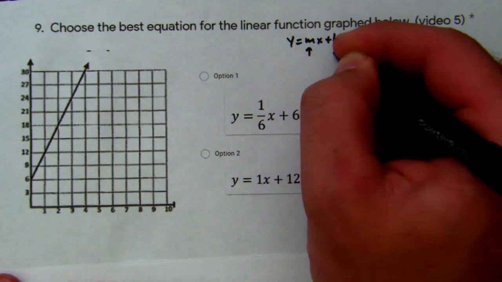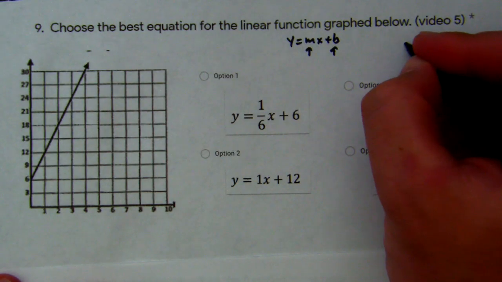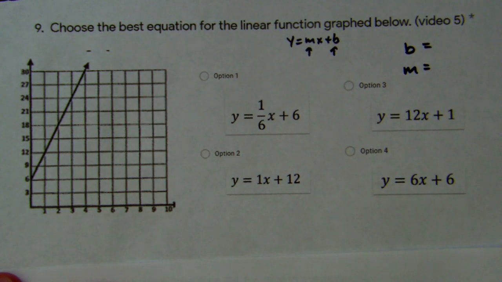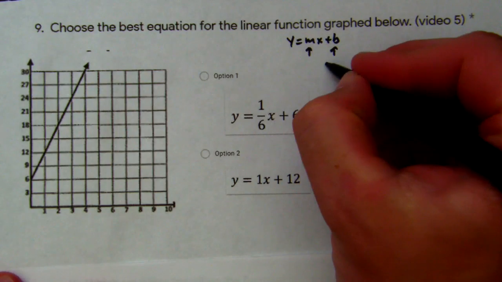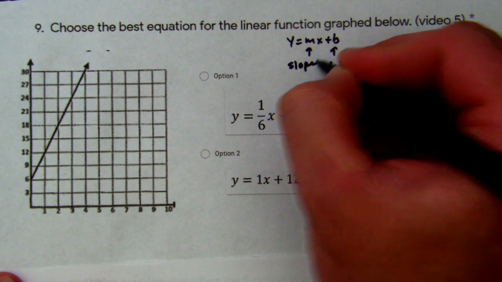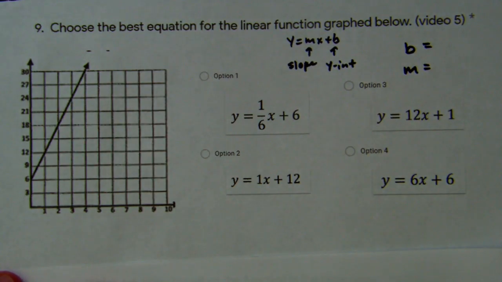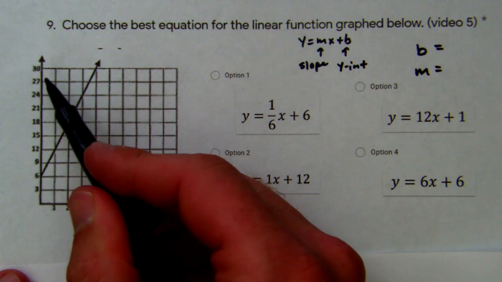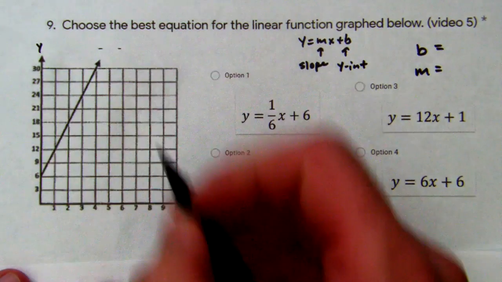So we need to find two things. We need to find our b, and we need to find our m. And the way we find b, remember b is the y-intercept, m is slope. Okay, the y-intercept is where the graph crosses the y-axis. So what we're going to do is look at this graph right here.